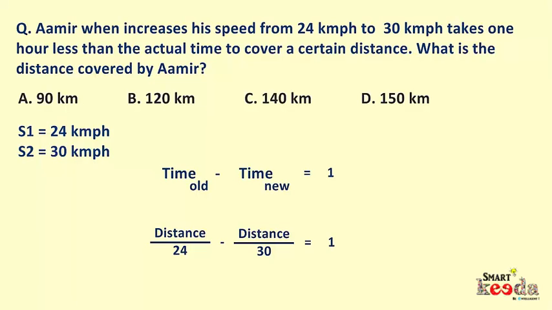Now instead of solving this equation, we can apply the hidden trial method by first picking the option which is completely divisible by the denominator parts of the LHS. So one such option here is option B, which is 120 km. On putting 120 on the LHS, we get 120 upon 24 minus 120 upon 30. It should be equal to 1. On further solving the equation, we get 5 minus 4, which is equal to 1, which is equal to the RHS, and hence 120 satisfies the equation.